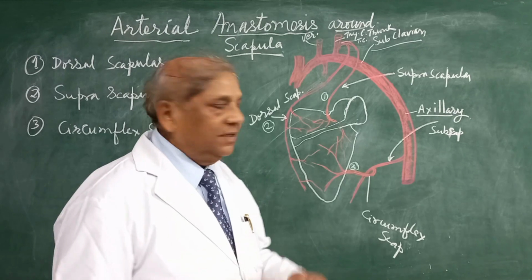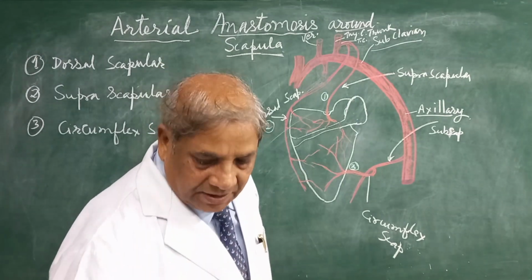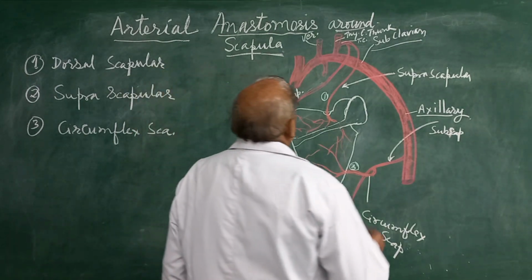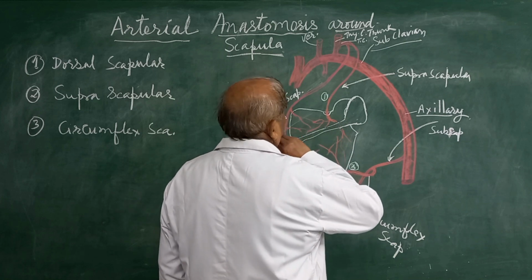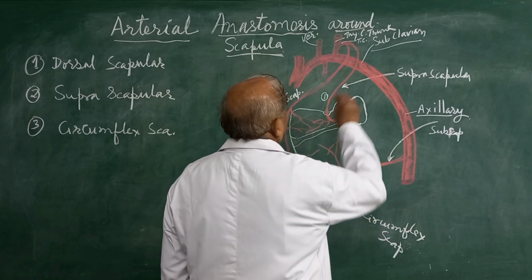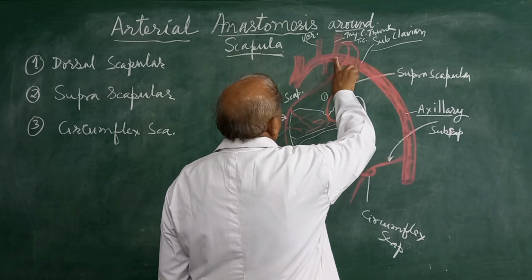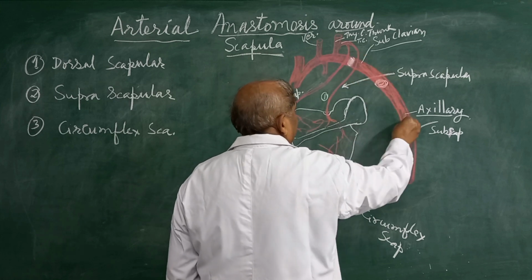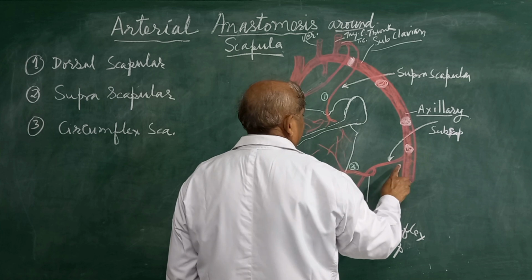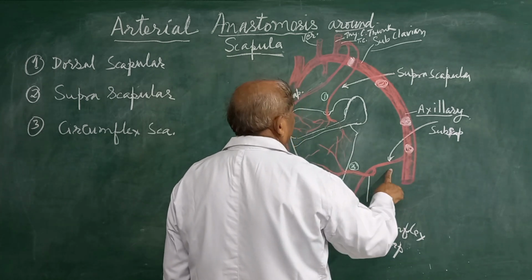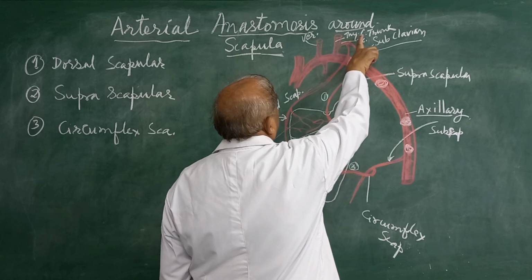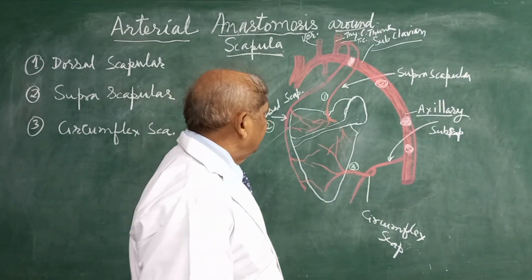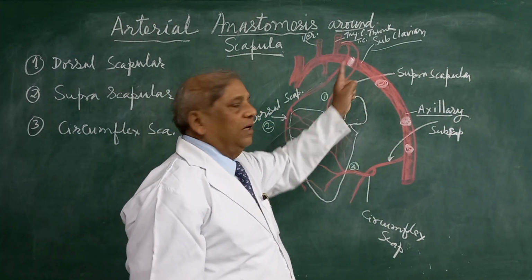The importance of this arterial anastomosis is that in case of any blockage, ligation or rupture, there will be anastomosis or bypassing of the blood anywhere after the origin of the thyrocervical trunk. If there is a blockage here, here, or here, anywhere just above the origin of the circumflex scapular and after the origin of the thyrocervical trunk, any blockage, any ligation, if it is needed for the surgery, you can very well ligate or the blockage will be taken care of.